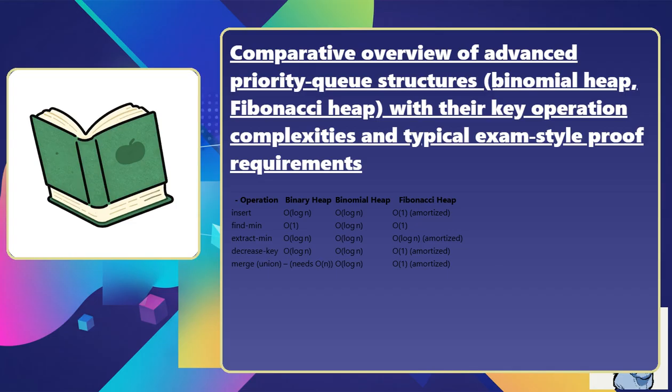Operation column, binary heap column, binomial heap column, Fibonacci heap column. Insert: binary heap O(log n), binomial heap O(log n), Fibonacci heap O(1) amortized. Find min: binary heap O(1), binomial heap O(log n), Fibonacci heap O(1). Extract min: binary heap O(log n), binomial heap O(log n), Fibonacci heap O(log n) amortized. Decrease key: binary heap O(log n), binomial heap O(log n), Fibonacci heap O(1) amortized. Merge/union: binary heap not supported, needs O(n), binomial heap O(log n), Fibonacci heap O(1) amortized.